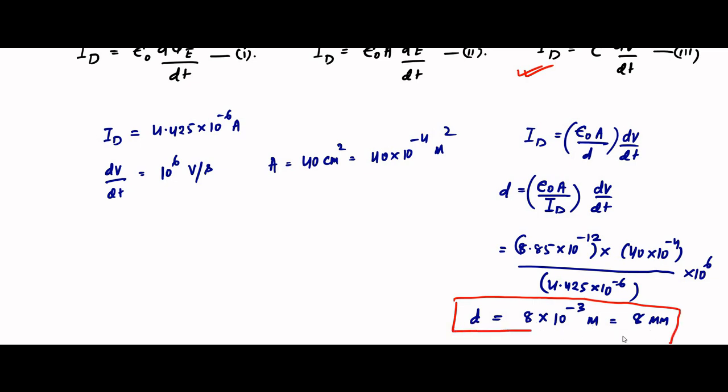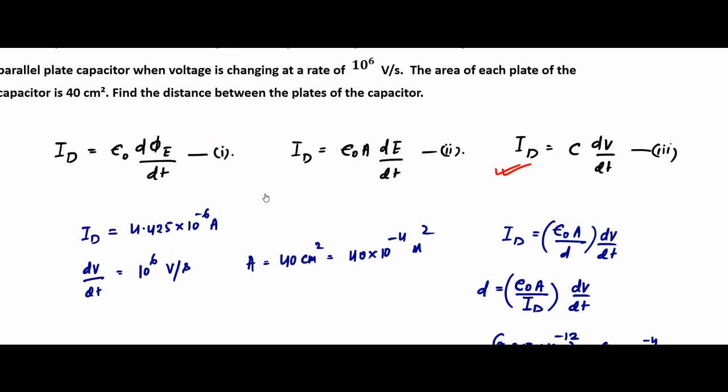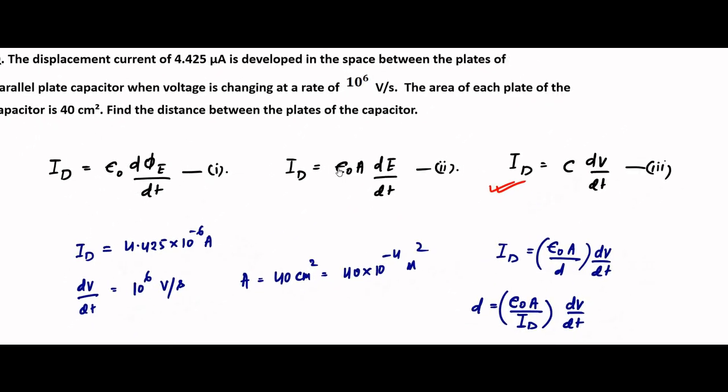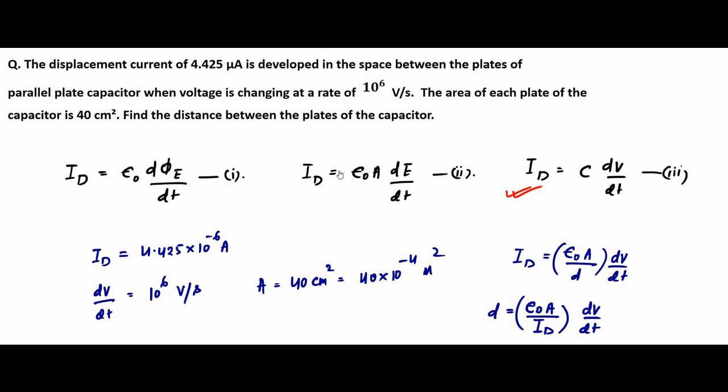So you see, from the basic equation of displacement current, we have three variations. By using the appropriate equation, depending upon the parameters and the data given in the question, we can solve the problem.